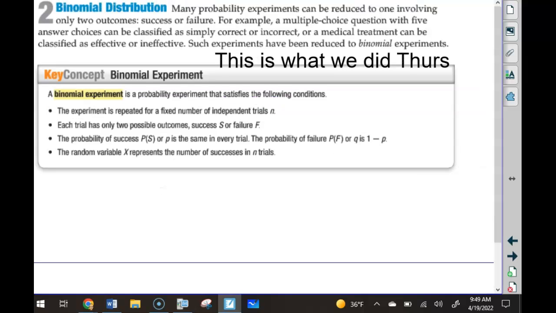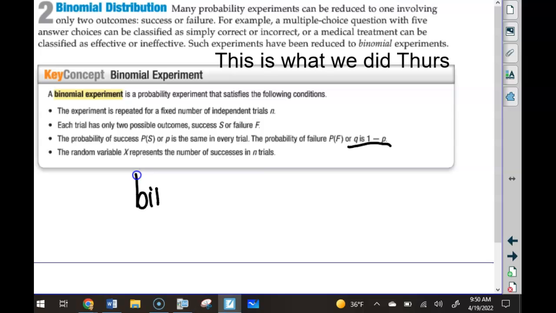All right, binomial distribution or binomial experiment. This is what we did on Thursday last week. A binomial experiment is one which there is a fixed number of trials and every trial has two possible outcomes, either success or failure. The probability of success is the same on every single trial, and the probability of failure is always 1 minus the probability of success. The random variable x is the number of successes we want.